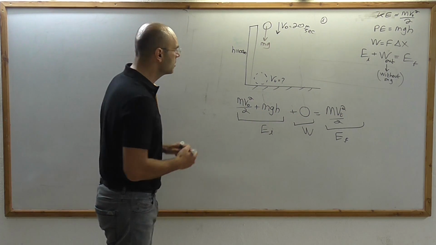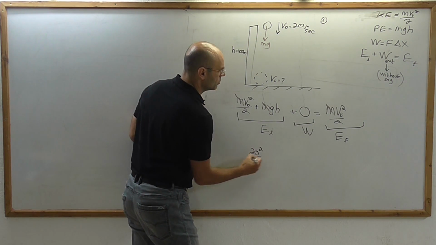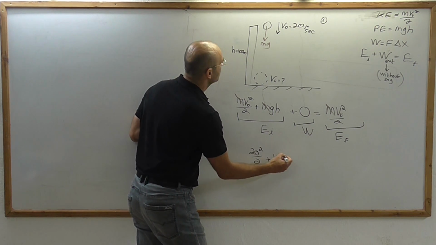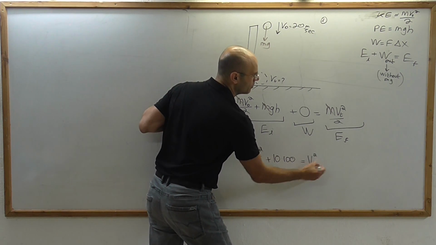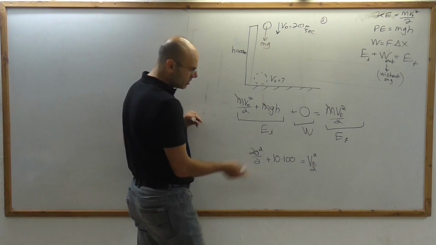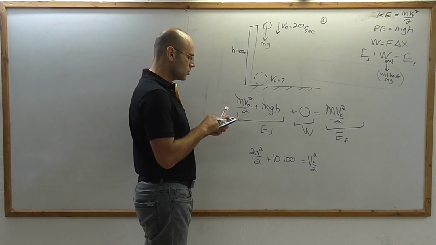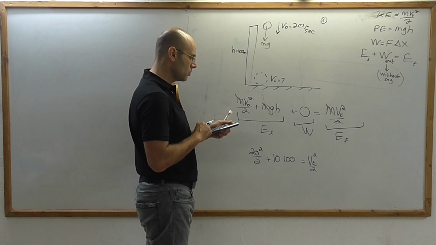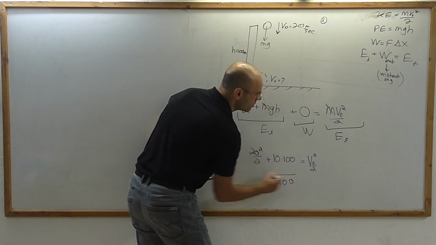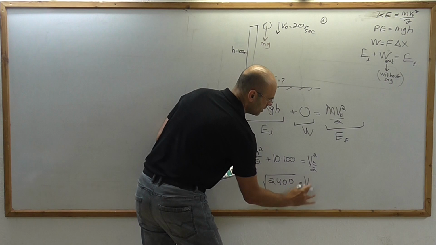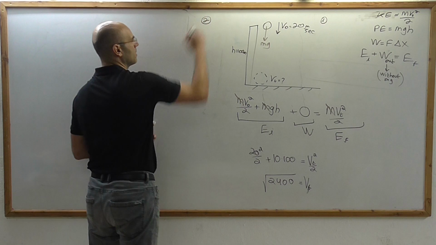And now just put numbers in it. First of all, you can wipe off the m. V0 is 20 squared over 2 plus 10 multiplied by 100 must be equal to V final squared over 2. Okay, you go to the calculator and find it. 20 squared divided by 2 plus 1000, multiplied by 2, so it's 2400 equals V final squared. Okay, one more. 2.